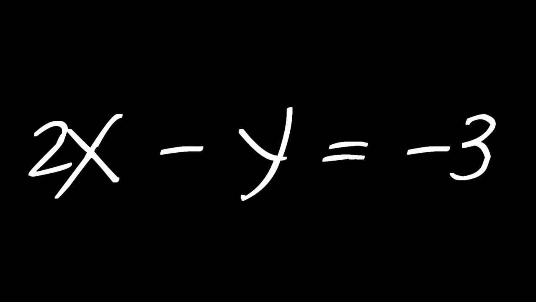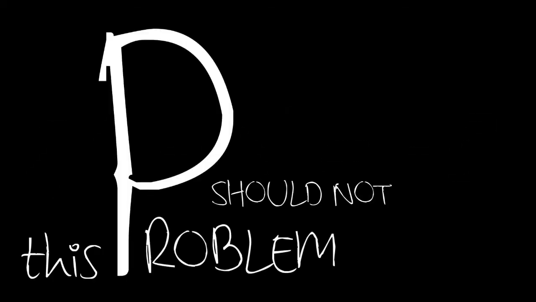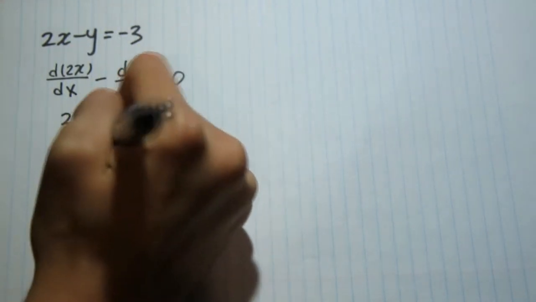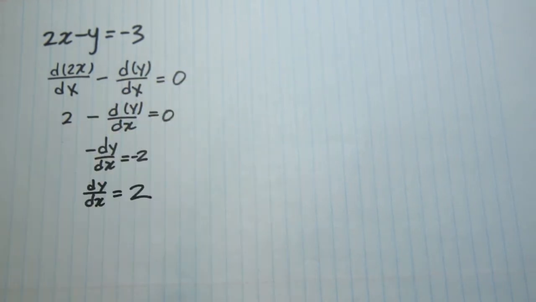So let's try this problem. 2x minus y equals negative 3. This problem should not be a problem at all if you just follow the process. And here is how you do it. Kind of easy, right? So I think we should speed up our pace a little bit.